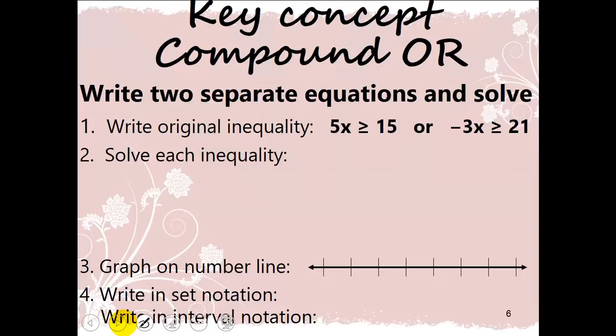All right, with an or, we keep everything separate. We don't write it as a nested one like we did with and, okay? So I'm going to solve each one separately. First one I'm going to divide through by 5, so x is greater than or equal to 3, or, and here I'm going to divide by a negative. X is less than or equal to negative 7. I have to flip that, don't forget. All right, so I'm going to graph it on a number line.